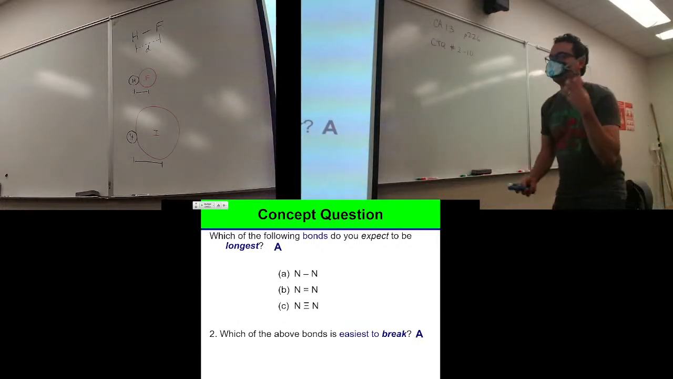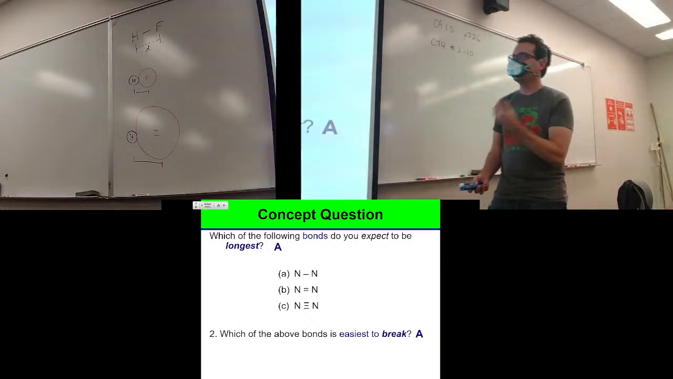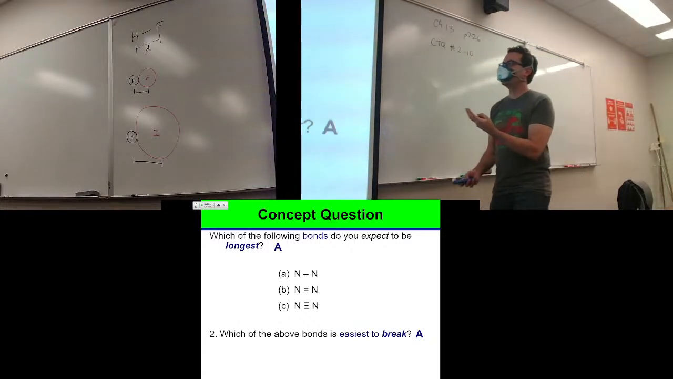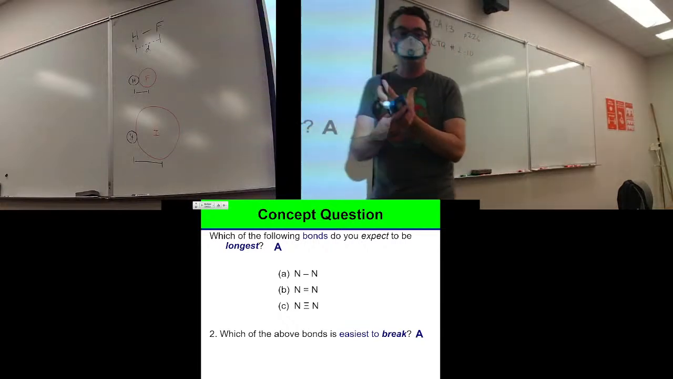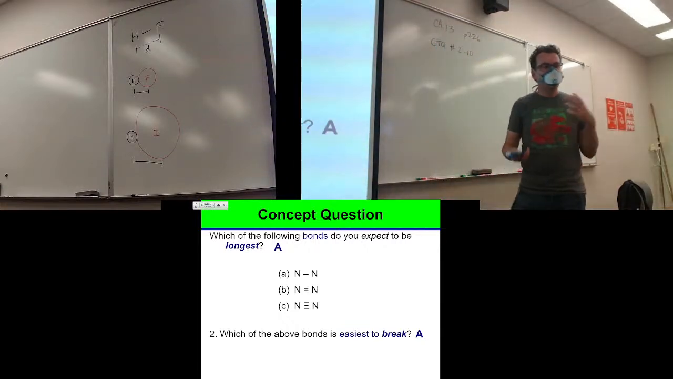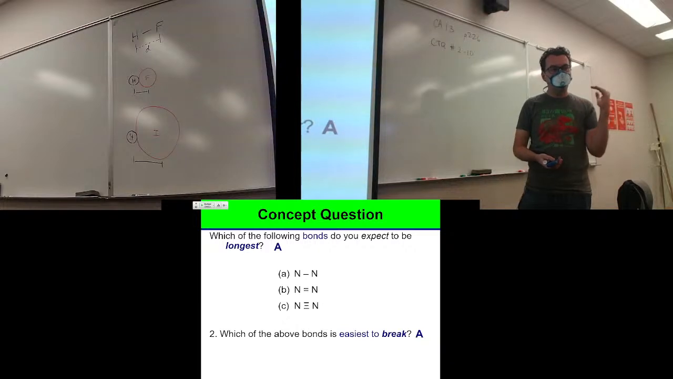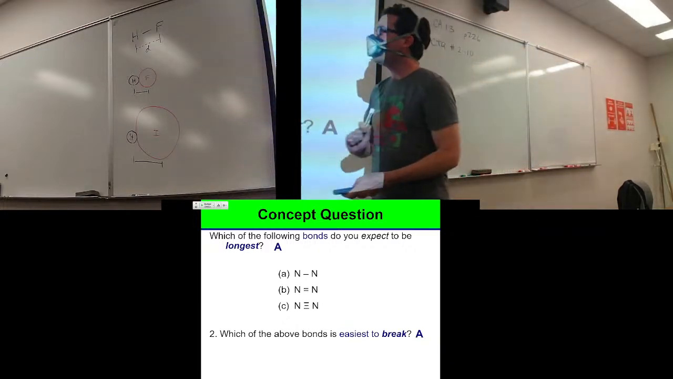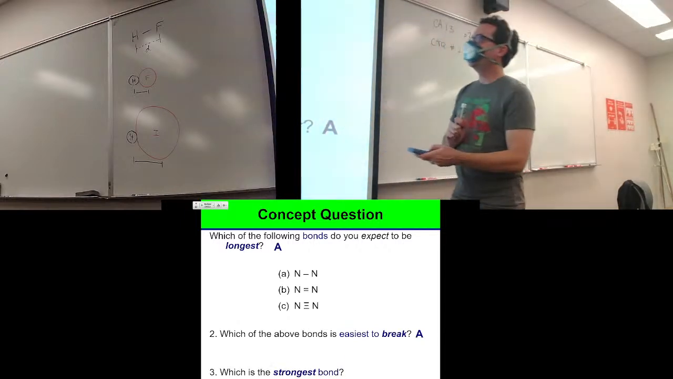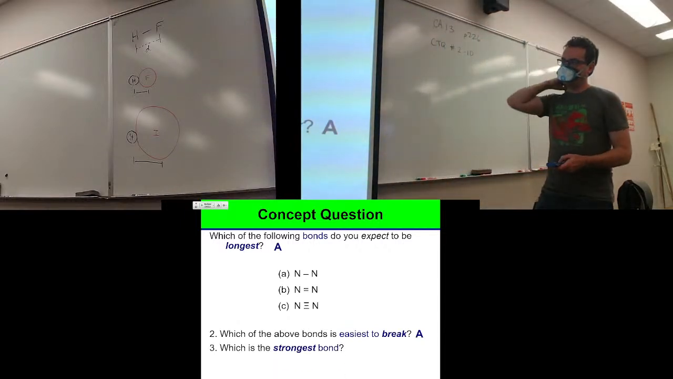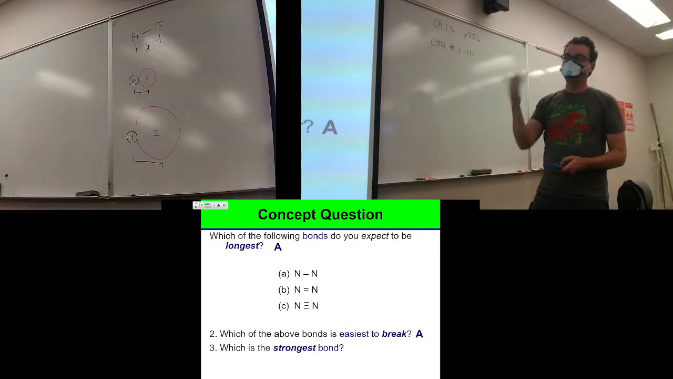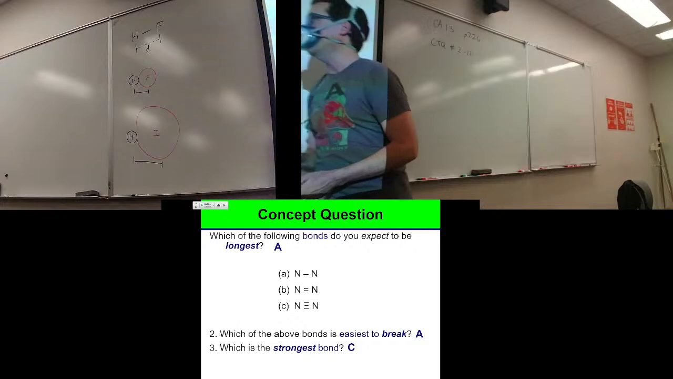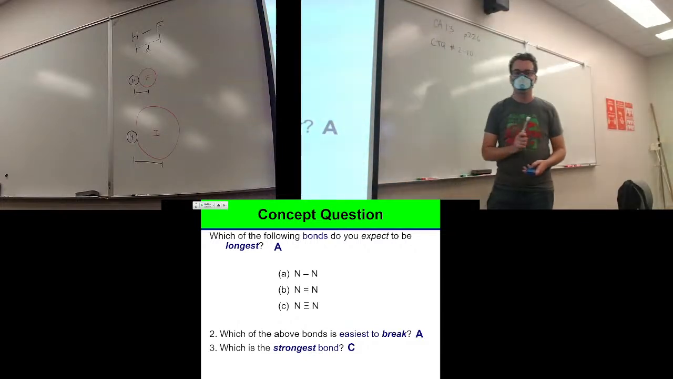The single bond only has 2 electrons holding those 2 atoms together, versus a triple bond has 6 electrons holding everything together. And we saw that triple bonds have a higher bond energy. It takes a lot more energy to break them. So single bonds are always going to be easier to break. And which one is the strongest bond? Single bond is the weakest bond. The strongest bond is going to be C, triple bonds.